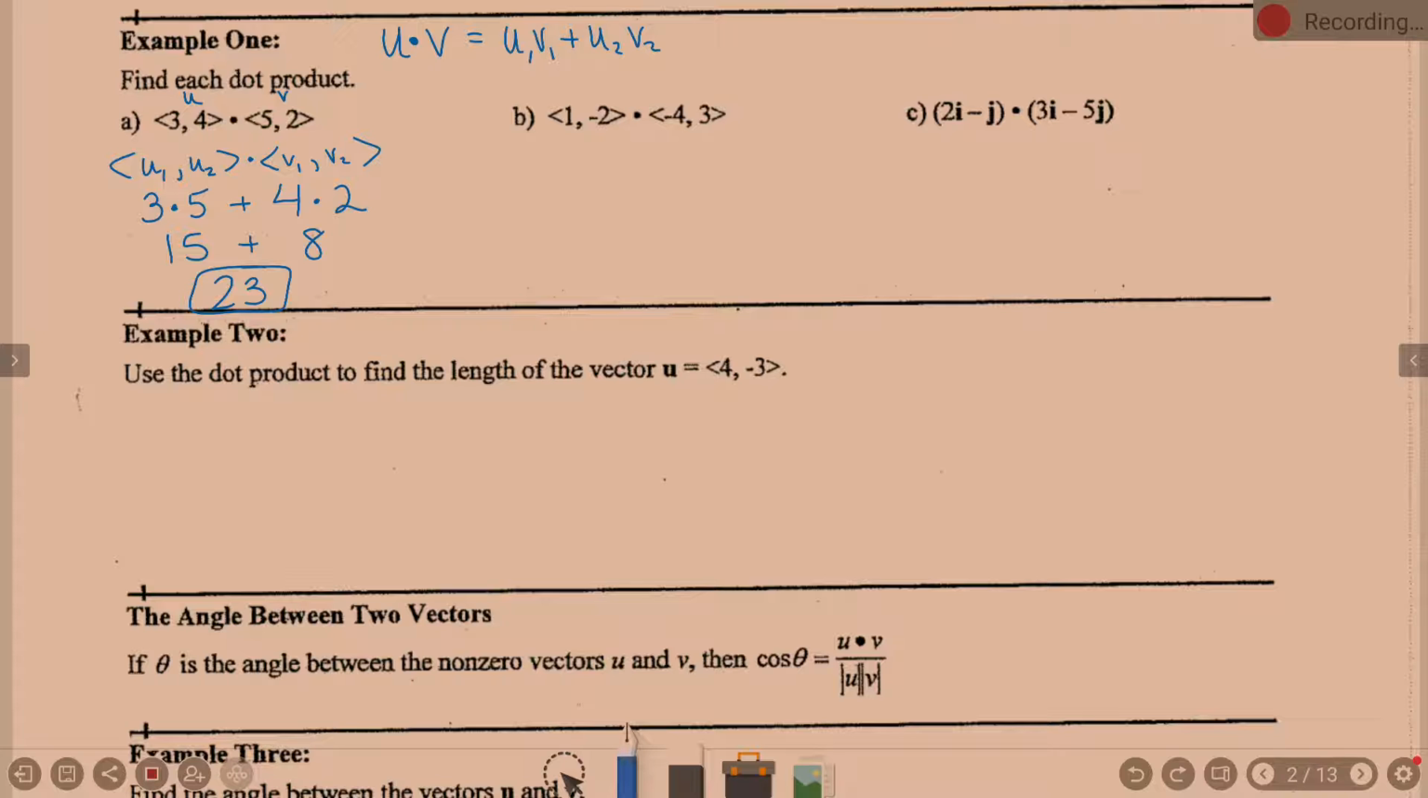Okay, let's practice with B. <1, negative 2> times <negative 4, 3>. What am I doing? Yeah, tell me besides just write it down, please.